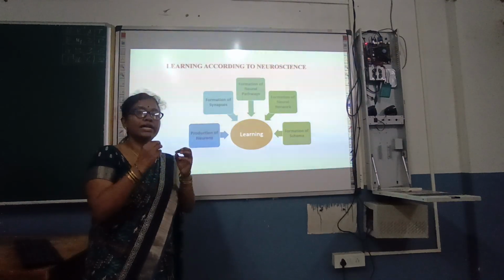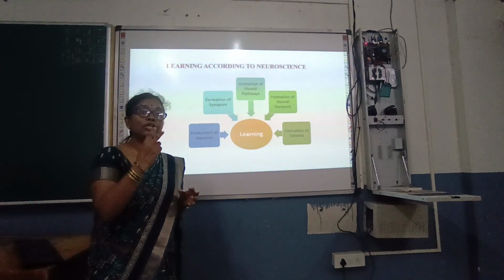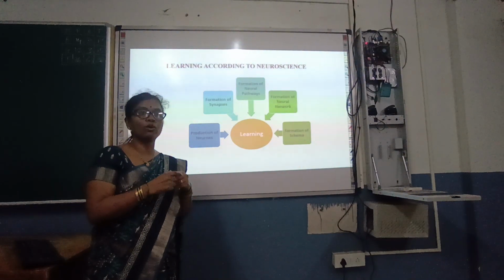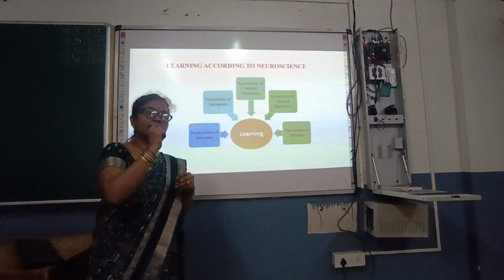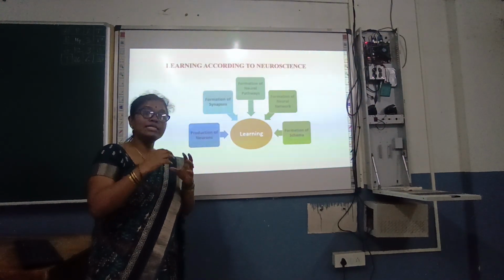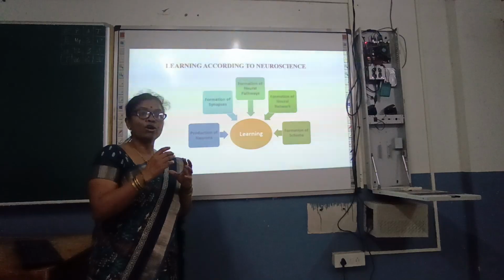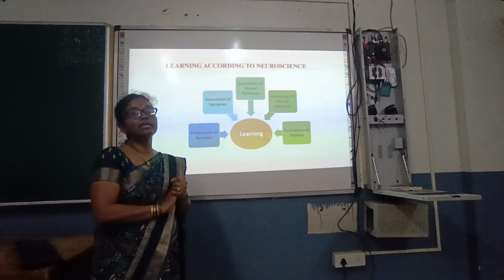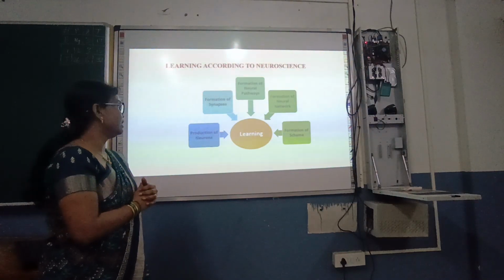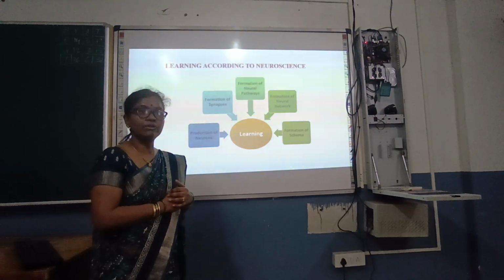Synapse means a connection, a junction between two neurons. When one neuron is connected to another neuron, that junction, that connection is called a synapse. When synapses are created, formed, then only learning occurs. So, formation of synapses is called learning. Then formation of neural networks.